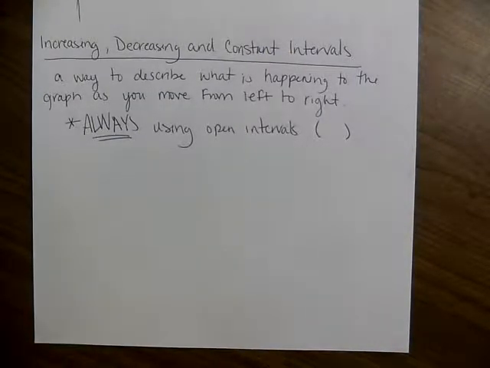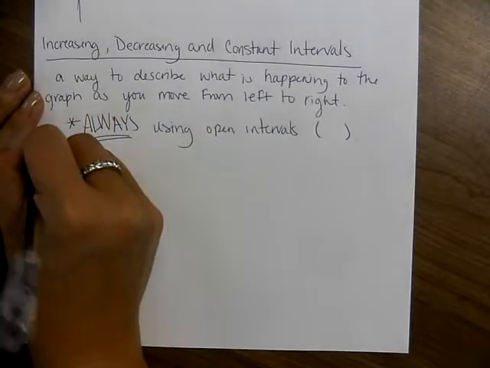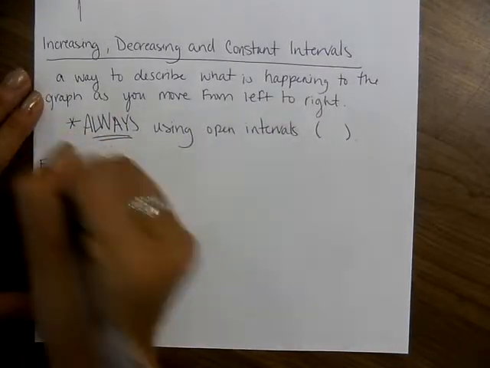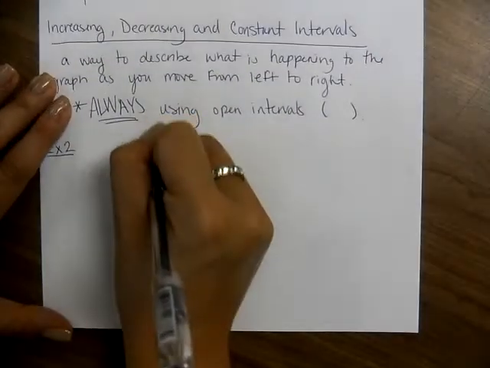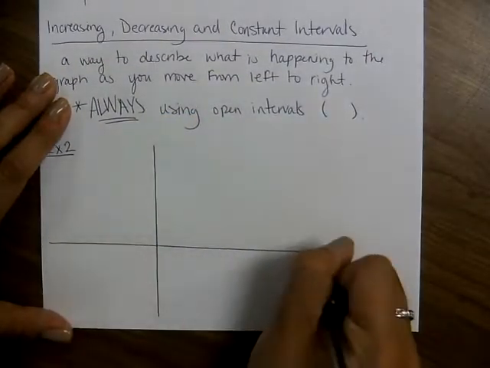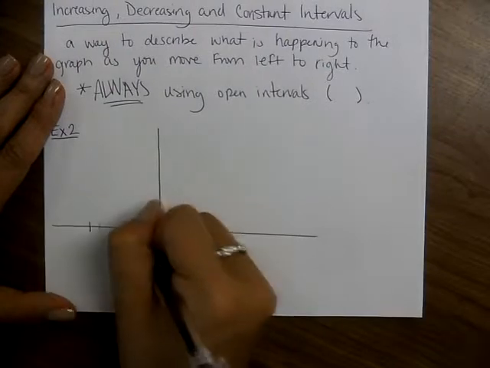When you look at increasing, decreasing, and constant intervals, you're describing the pattern of y using the x values. Okay, so we're looking at the x values here, and we're trying to create these intervals of the graph that are increasing, decreasing, or constant. Okay, so it's pretty easy if you remember the two rules. So this is going to be example 2, and we have to make a quick sketch. So this is going to be pretty rough, but it's all right.